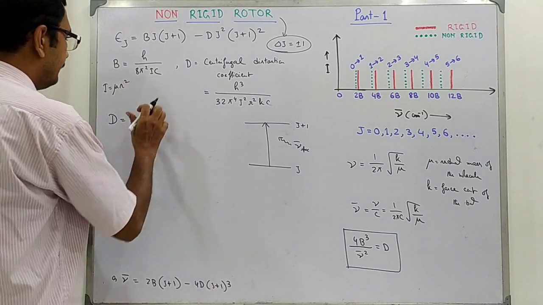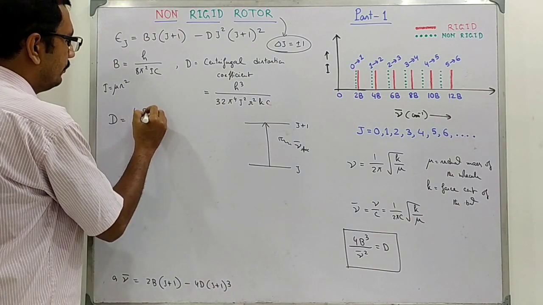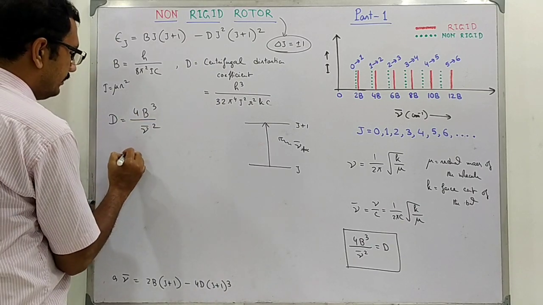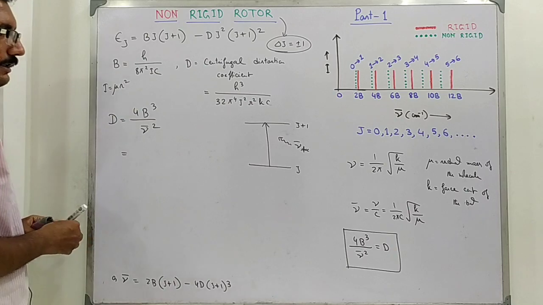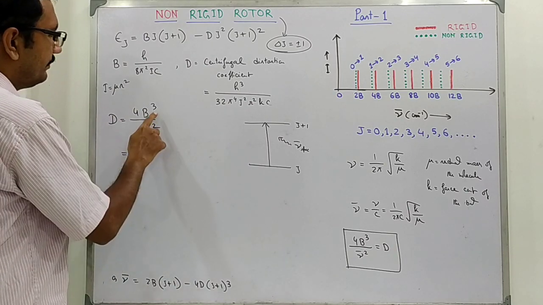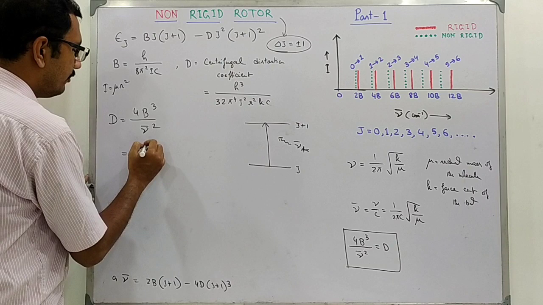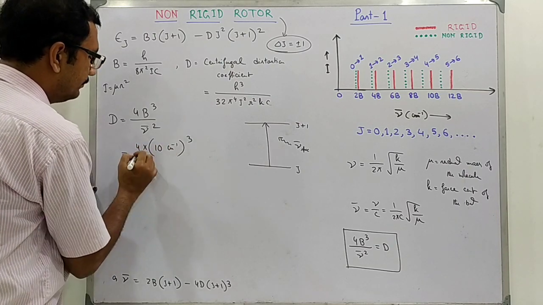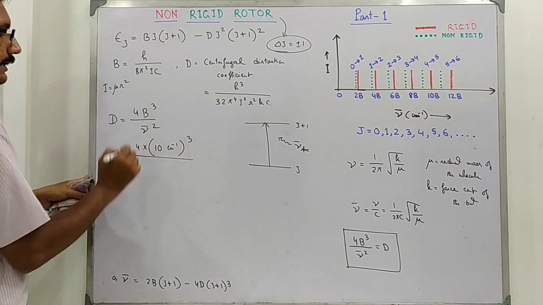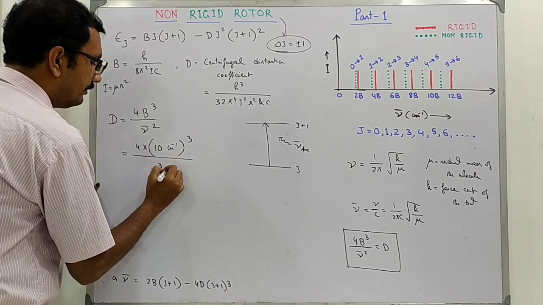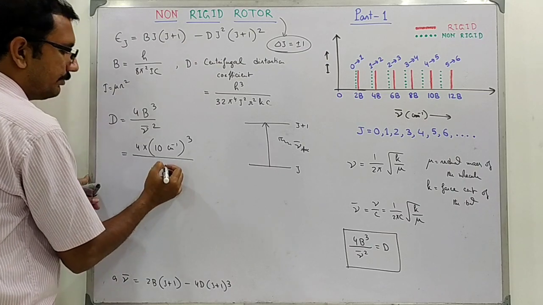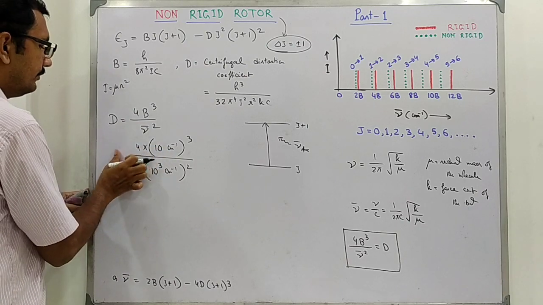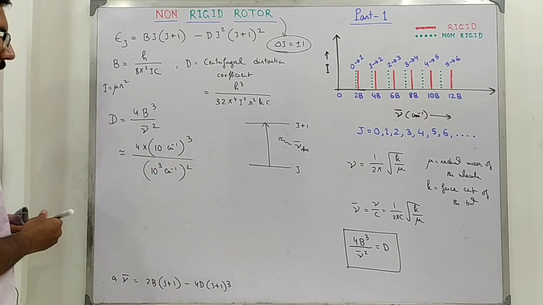Now, if we put here d equals 4b cube upon nu bar square, you can recall that a few minutes ago I told you that the value of b is of the order of 10 centimeter inverse. So, it will be cube, and the value of nu bar is of the order of 10 to the power 3 centimeter inverse. So, it will be square here. Since it is of the order of, it will be almost equal to here.